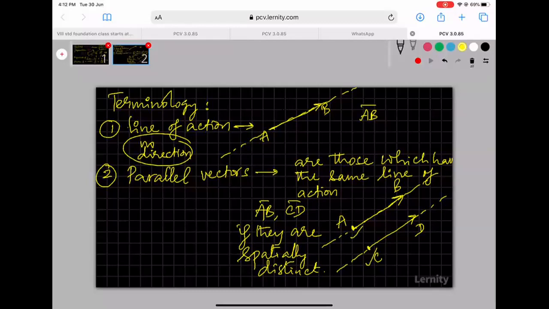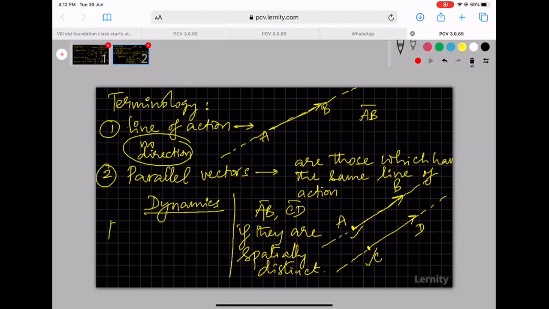However, there is a concept. Until you reach the concept of dynamics, the rotational dynamics chapter, until you come to that chapter, parallel lines of action may be considered as the same line of action. So what is this? I do not understand.